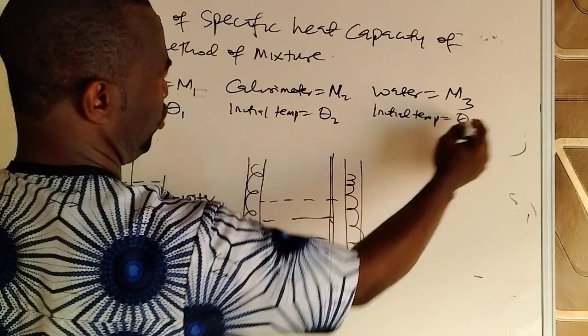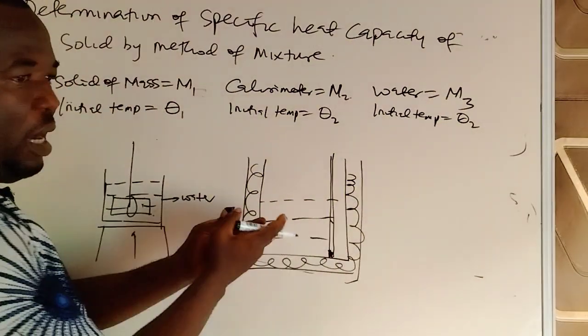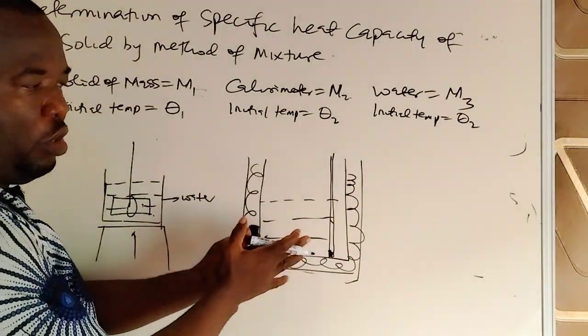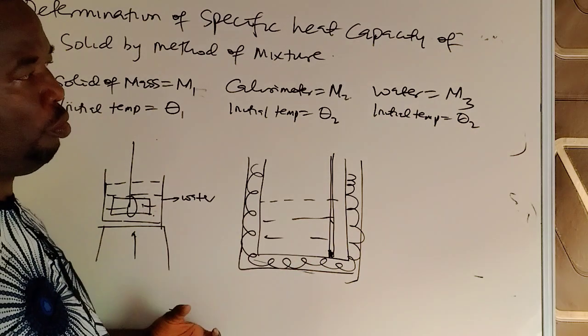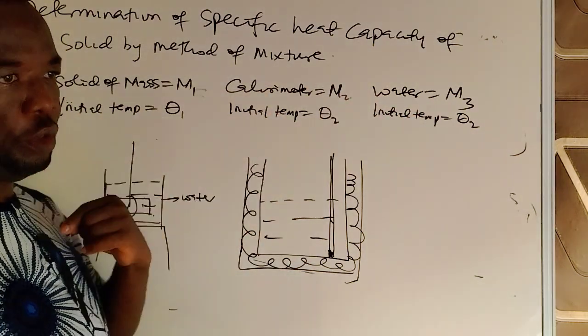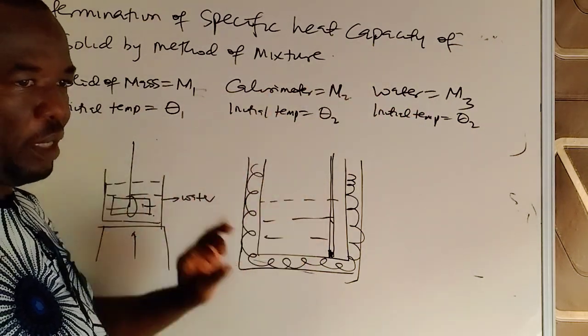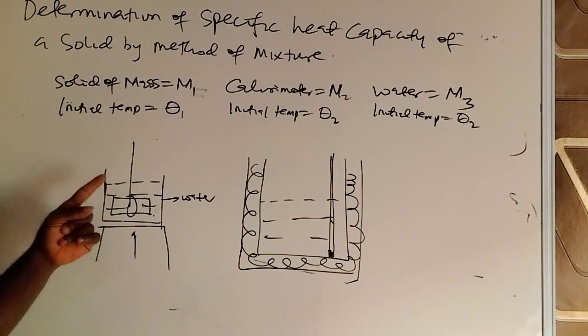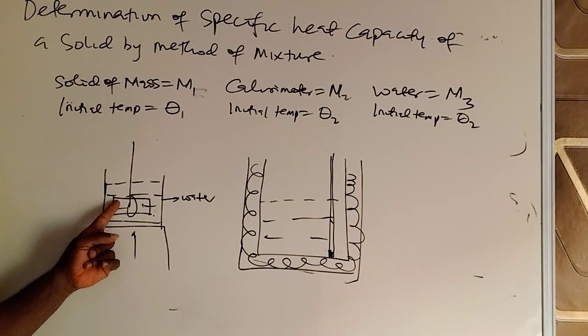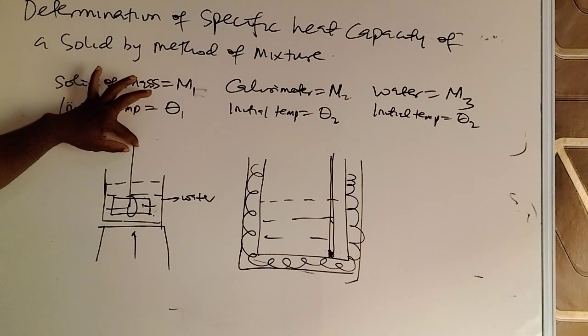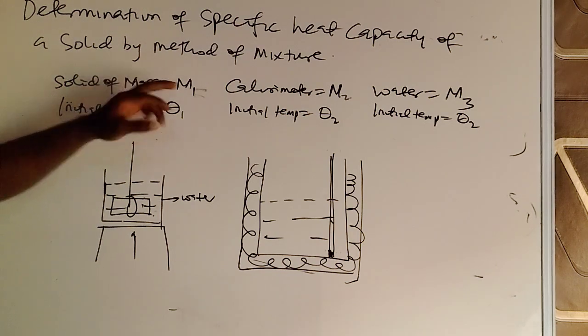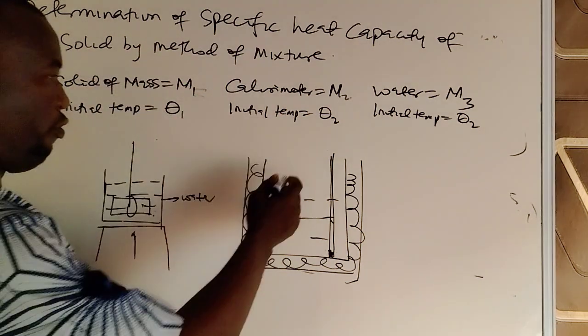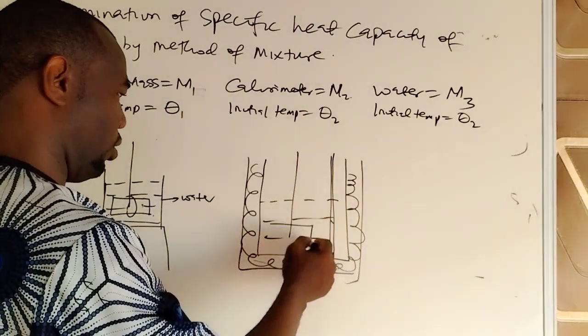The initial temperature of the water and calorimeter is also theta2. Why do the two of them have the same initial temperature? Because they're in thermal equilibrium together. When objects are together, they are assumed to have the same initial temperature. So this is kept apart while you heat the metal. When this water boils and you take the final temperature of the metal, you quickly, by means of the string, transfer this hot metal into the calorimeter without waste of time, to prevent heat loss.